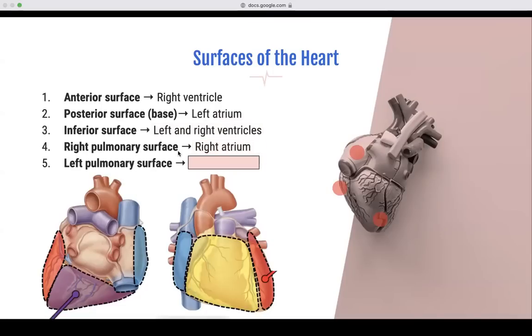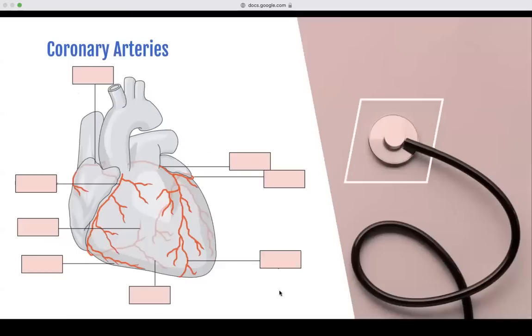The pulmonary surface, the right pulmonary surface, which would be this side. This would be the right atrium. And then the left pulmonary surface is the left ventricle. So the red is the left pulmonary surface and the blue is the right pulmonary surface, okay? They form impressions on the lung and you'll see it when we get there as well.